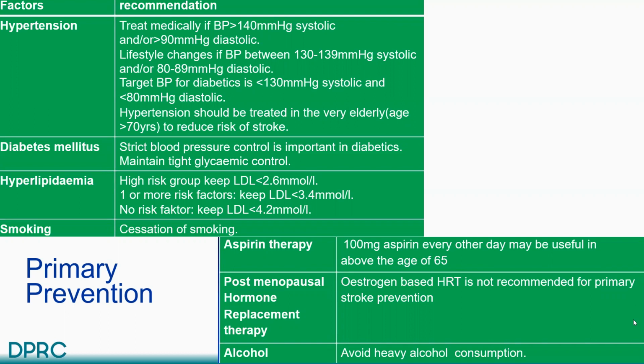Also, we have to control diabetes and advise cessation of smoking. For the medication, you can take aspirin therapy, and post-menopausal hormone replacement therapy is considered. And for alcohol, you have to avoid heavy alcohol consumption.